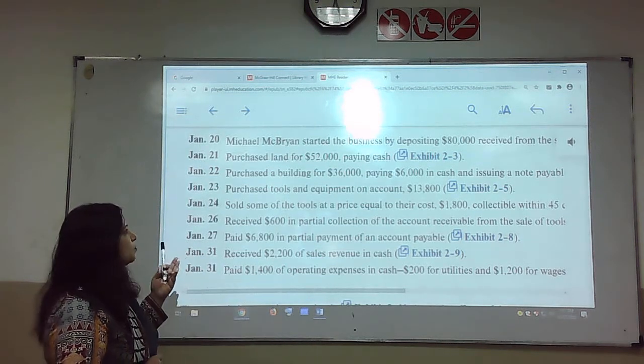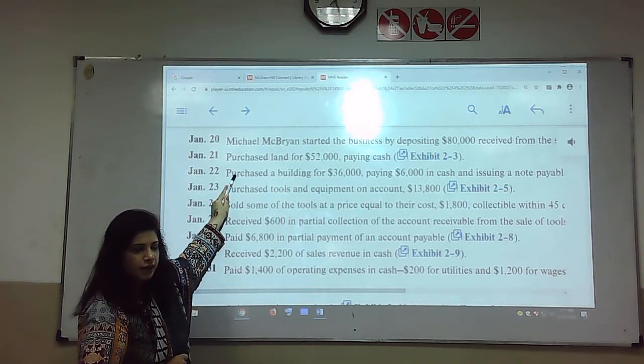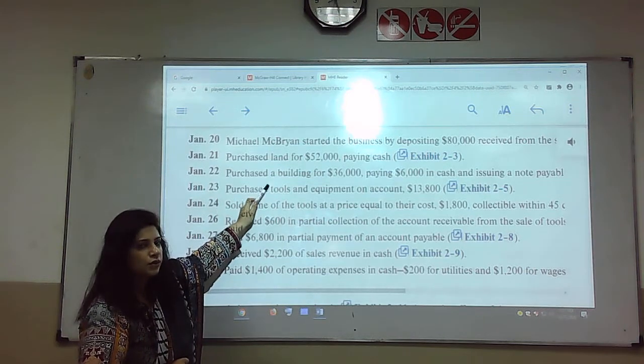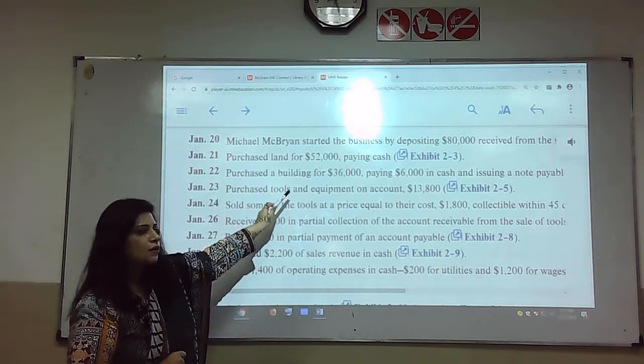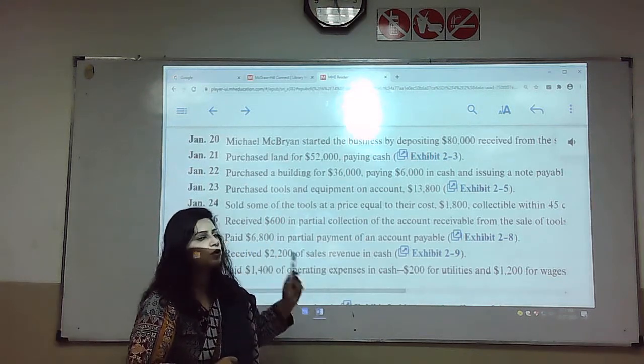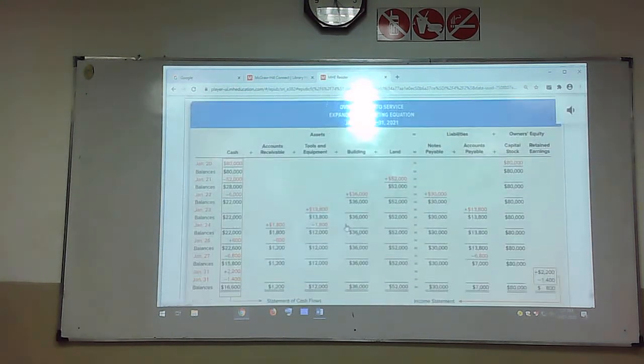So what would be the transaction? It's going to be 36,000 debit for building, not land. You're not going to be debiting cash in this because you obtained the building. So building for 36,000, crediting cash $6,000 and notes payable for $30,000, and the accounting equation will be affected, as you can see now.